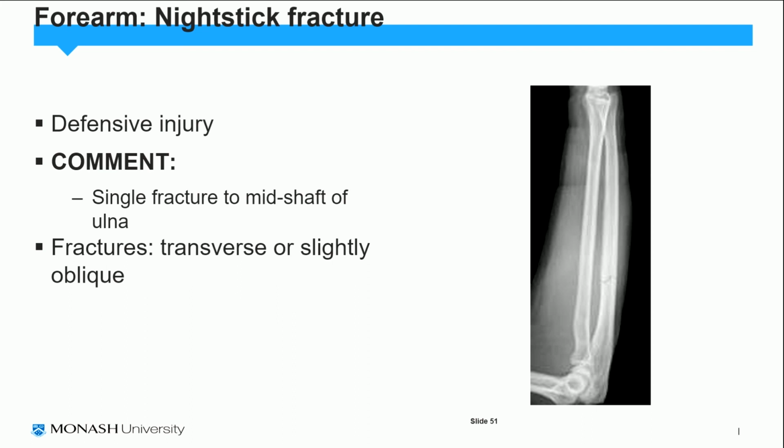So nightstick fractures, these are defensive types of injuries. What you would normally see is a single fracture to the mid-shaft of the ulna, and it is normally undisplaced.